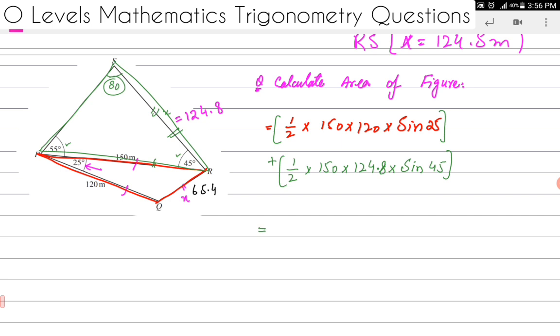So this has to be 0.5 into 150 into 120 into sine of 25 plus 0.5 into 150 into 124.8 into sine of 45. So this is the total area, 10422.08, or 10422.1 centimeter square. So guys, this is how we are going to find the area of this complete figure. Okay.